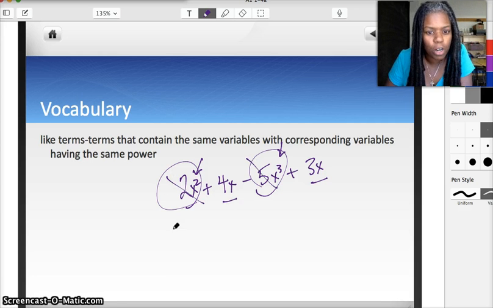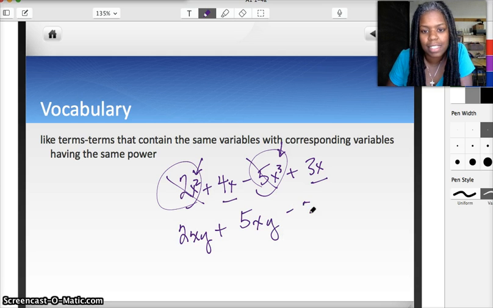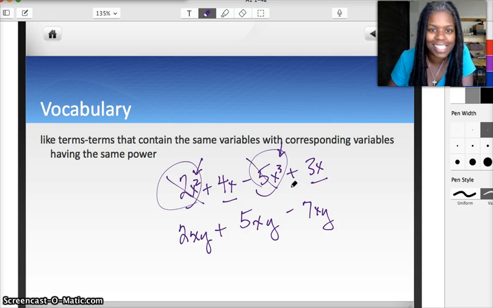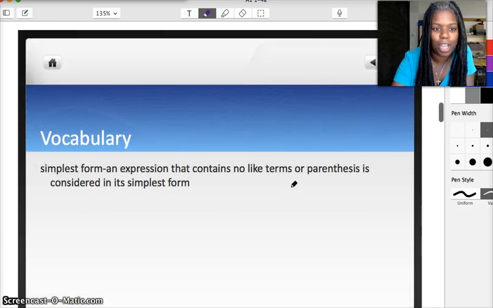Got me? We could also have terms that have more than one variable, so 2xy plus 5xy minus 7xy. You can actually simplify this because all of these are the same term. Let's look at the next vocabulary word.